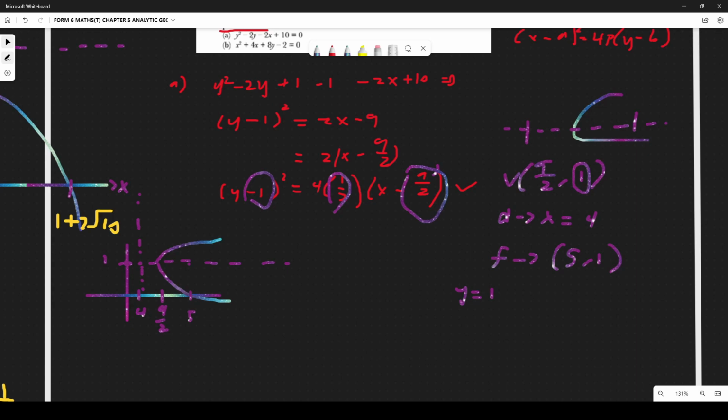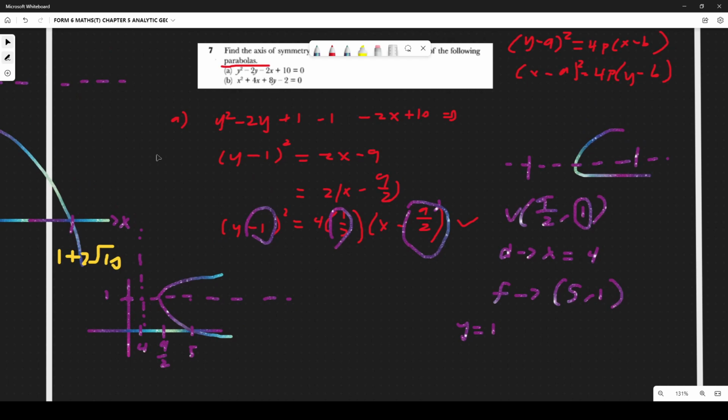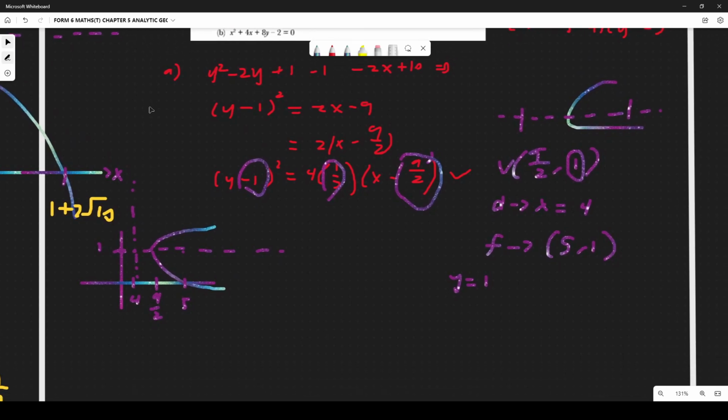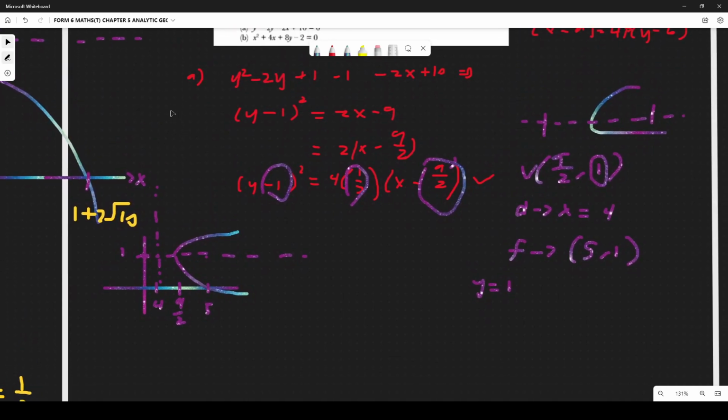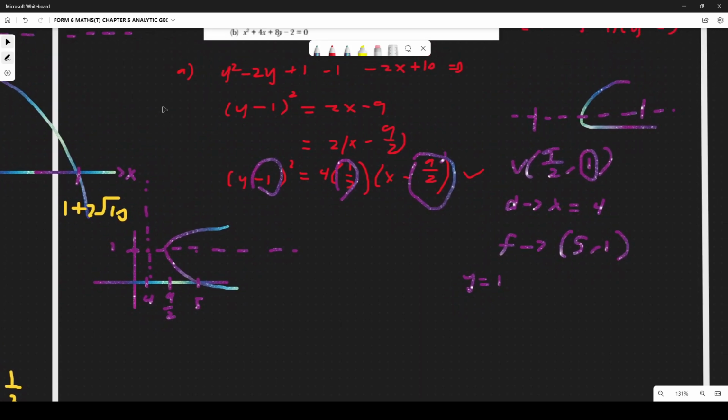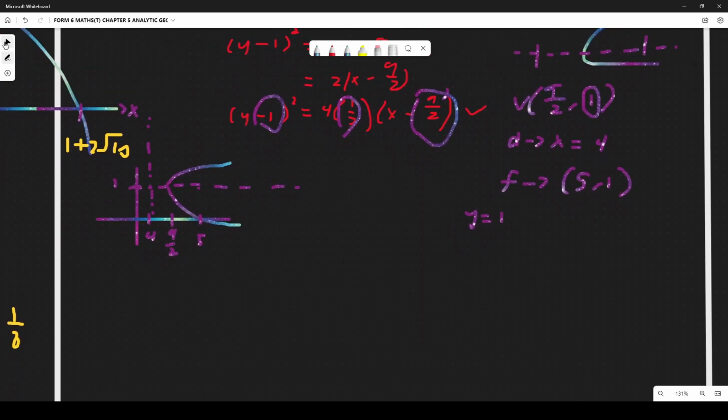Okay, I think we can just continue with question B, since we don't want to waste a lot of time. Okay, x squared minus 4x plus 8y minus 2.